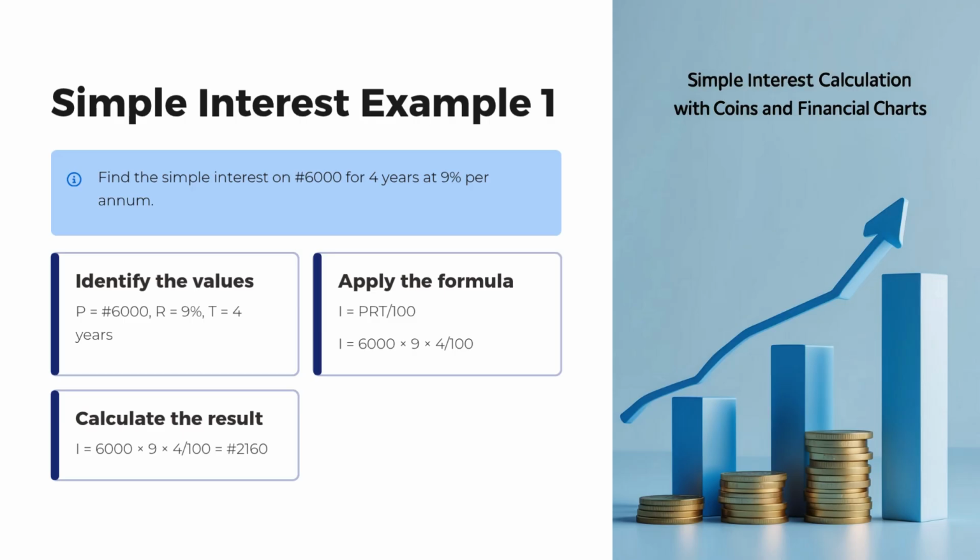In substitution, interest equals (6,000 multiplied by 9 multiplied by 4) divided by 100. Step 3. Calculate the result. Interest equals 2,160 naira. Final answer. The simple interest is 2,160 naira.